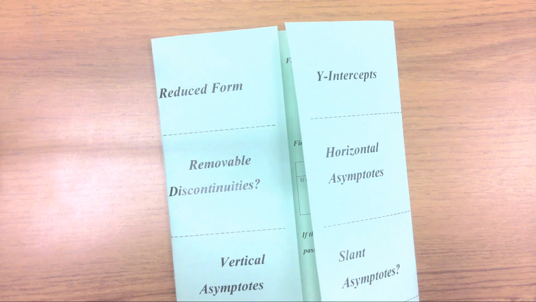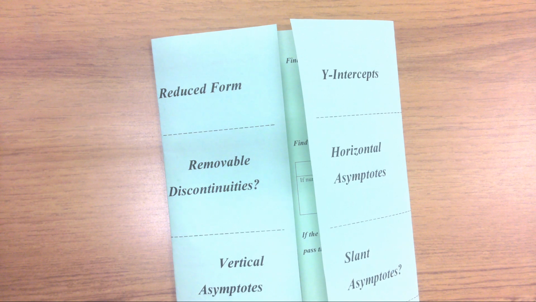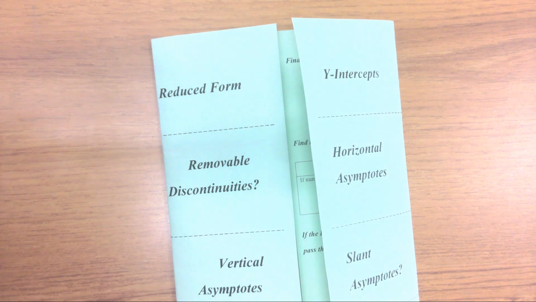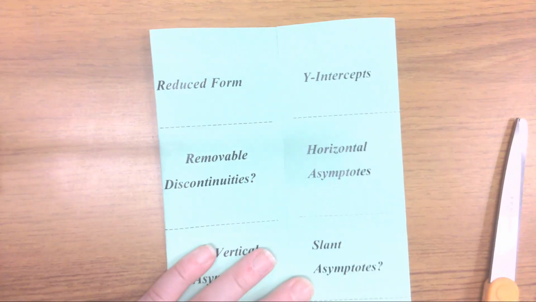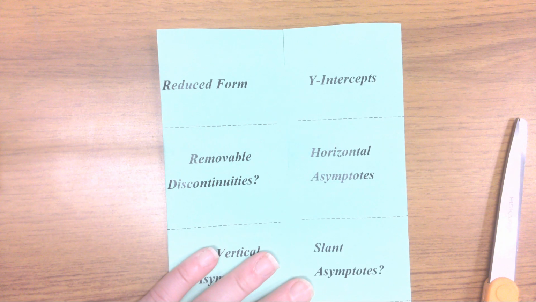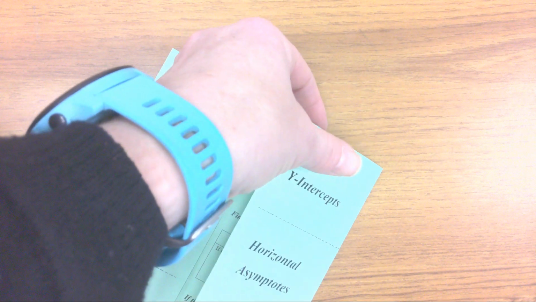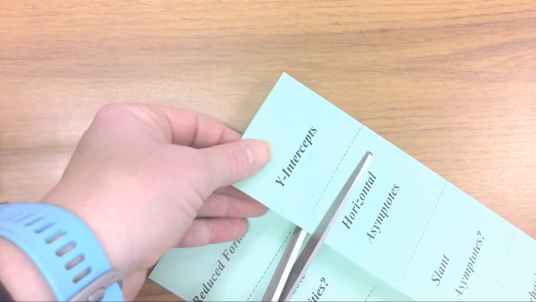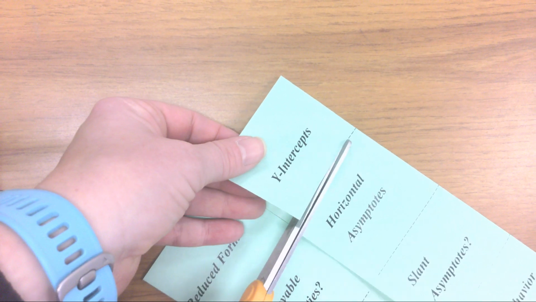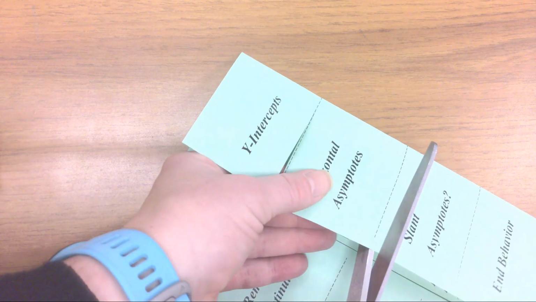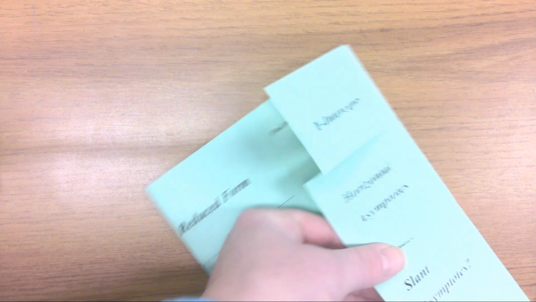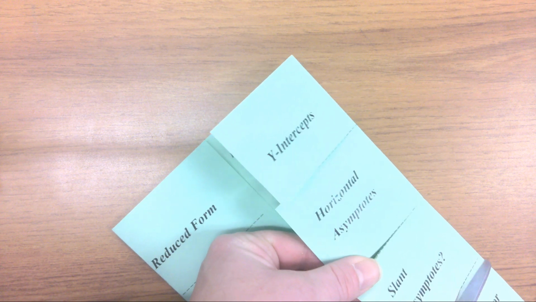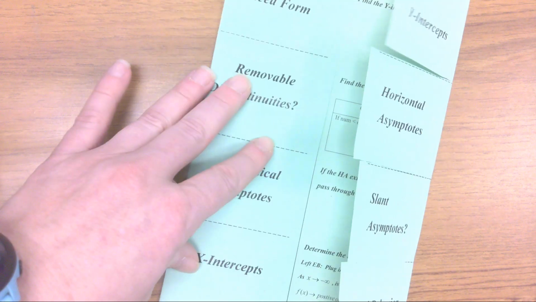If you have a crummy scissors, you can borrow my blue one. When you're cutting, please do not obviously cut all the way through. You're just cutting on the dashed lines so that you can open a flap for y-intercept. We're actually not going to do slant asymptotes, but it's still on there. Okay, so then you have these little flaps that open up.